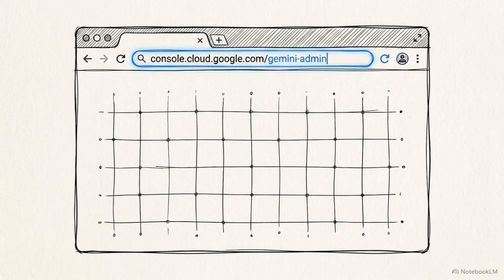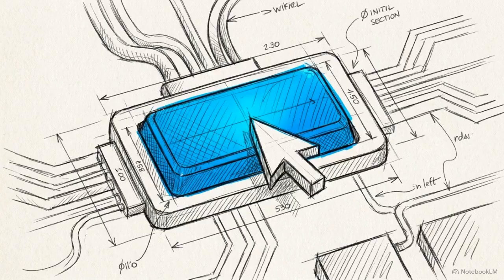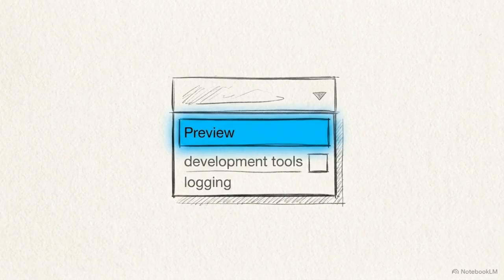Next, navigate to the Gemini admin settings URL for your project. If you see a gray banner prompting you to enable required APIs, click the blue button and wait for the page to refresh. Scroll down until you find the section titled Release Channels for Gemini Code Assist in Local IDEs. Change the selection from Generally Available to Preview and save. You can leave the development tools logging empty.